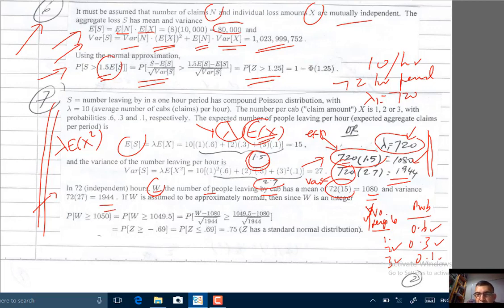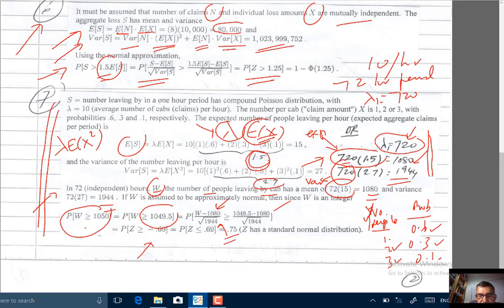Now W is assumed to be approximately normal, so we're asked to find the probability of at least 1050. This is the question. Using the continuity correction, at least 1050 should be bigger than or equal to 1049.5. You know the mean, you know the variance, you can convert your W to a Z, and then you can look up your tables and you will get 0.75.